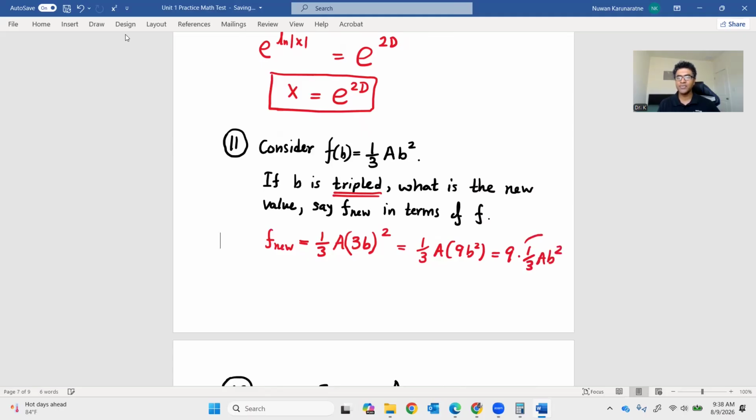So what is this 1/3 a b squared? If you look at the original one, that's f(b). So our f new value is simply f, the function f. So our new value for the function when b is tripled is 9 times the original function. So that's how you express it. If you triple b according to this, the new function will be 9 times the original function.